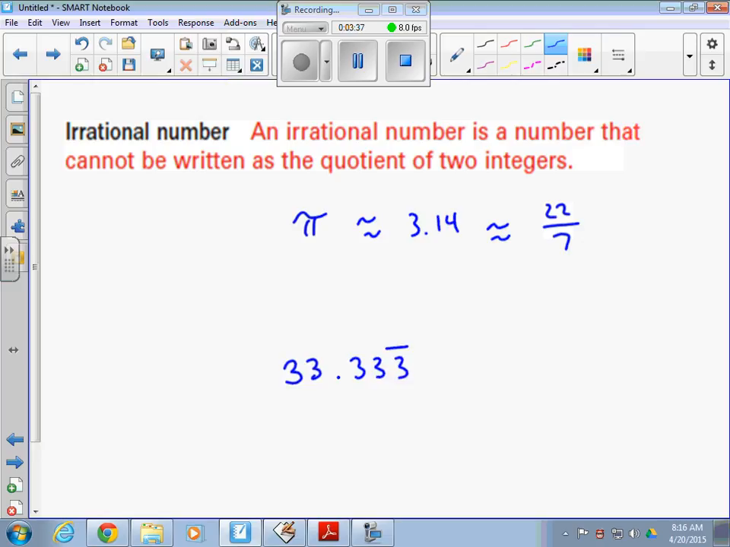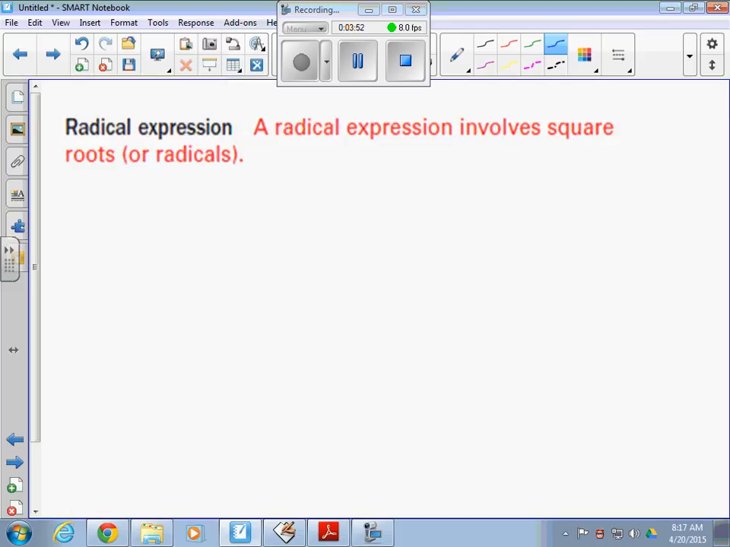3.333, that's the one people think about. That number continues, but it's not considered irrational because it repeats. That's a rational number. This is not irrational. A number that doesn't stop and doesn't repeat is irrational.